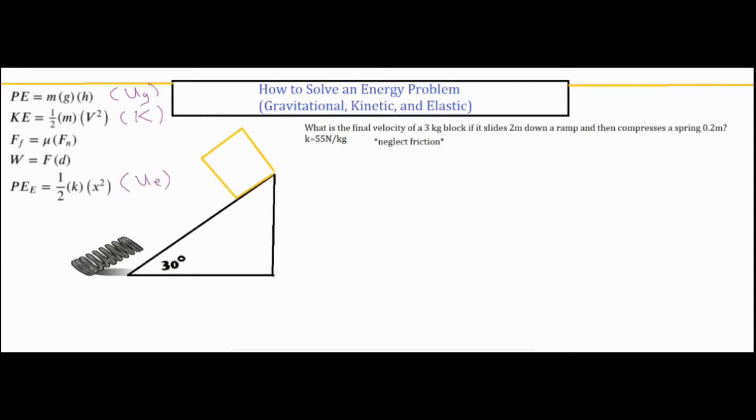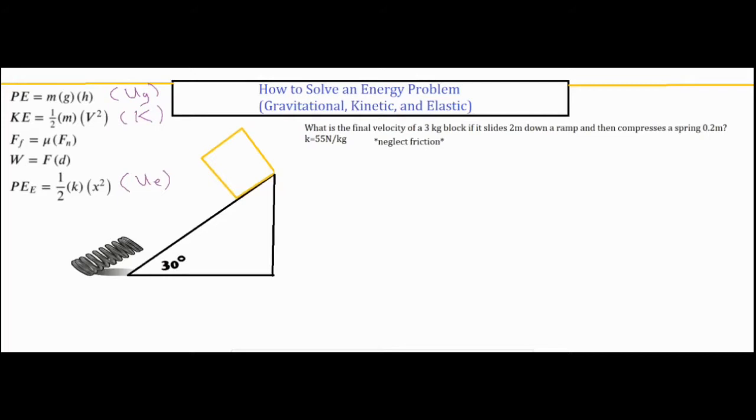So in this problem, it's asking us about the final velocity of a 3 kilogram block if it slides 2 meters on a ramp and then compresses a spring 0.2 meters, and there is a spring constant of 55 newtons per kilogram. In this particular problem, it asks us to neglect friction.